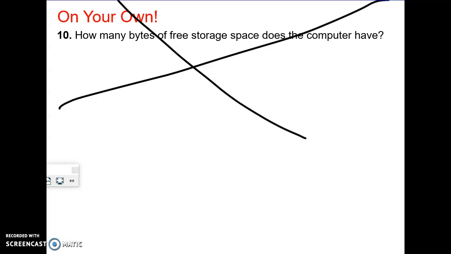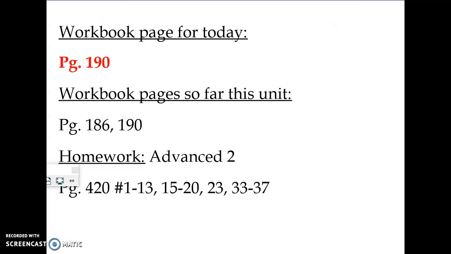Let's keep going. I'm not going to do closure either. Again, if you don't want to, you don't need to do these workbook pages, but it would be good extra practice if you would like to.